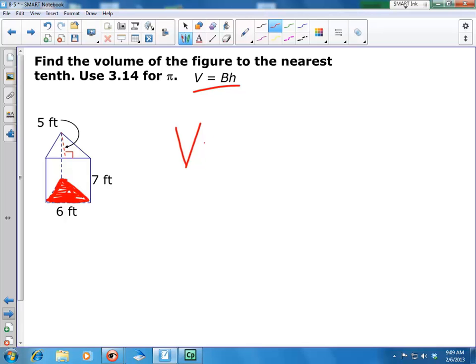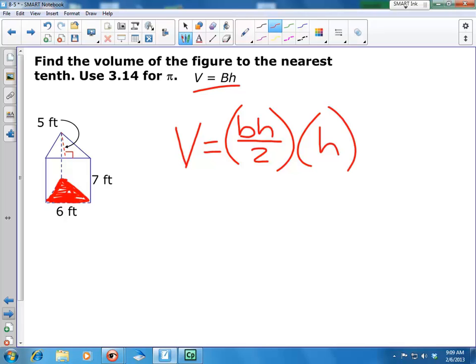So, again, the first thing I'm going to do is write down my formula, because I know I'm going to have to do base times height divided by 2, and then I'm going to multiply all that times the height of my prism. This one's kind of interesting because I have h in there twice, but the numbers are actually going to be different. So we'll talk about that. Now, let's substitute those values in. I know my volume is going to be the base times height of my triangle. Looks like the base is 6 and the height is 5, divided by 2. Then I'm going to multiply that times the height of the prism.